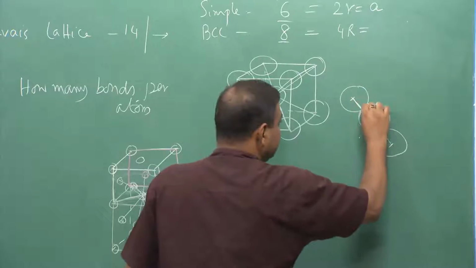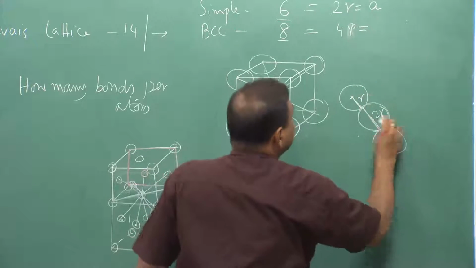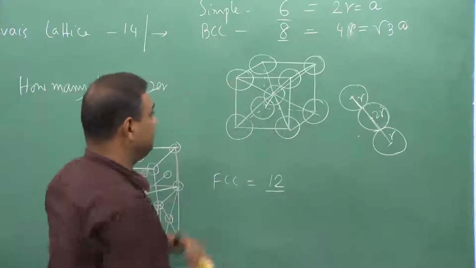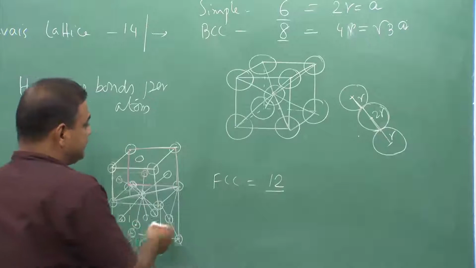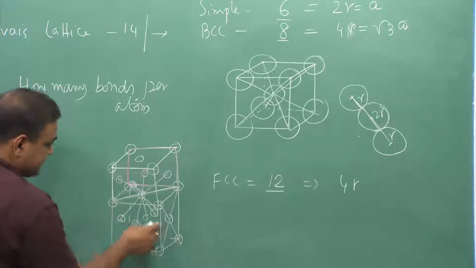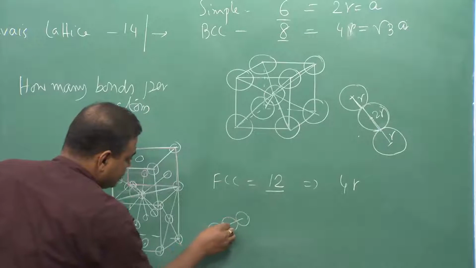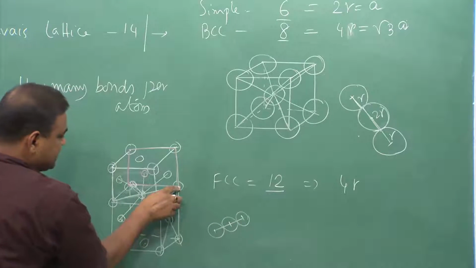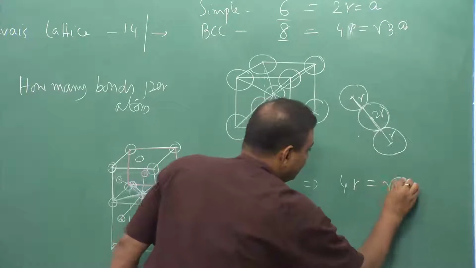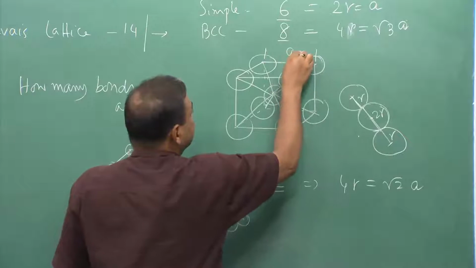So, that means this is 2R, this is R, and 4R would be equal to root 3 a. So, this is the body diagonal for a cube. Similarly, for FCC, 4R again, because if we try to see this atom, this atom is connected to the center of this atom and this atom. So, this is 4R is equal to root 2 a. So, a is nothing but the lattice parameter.